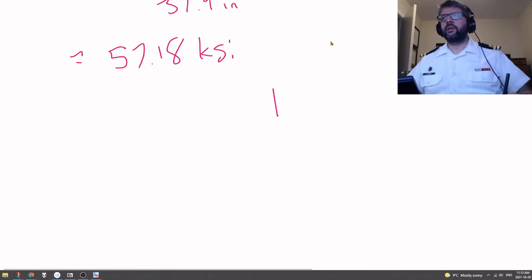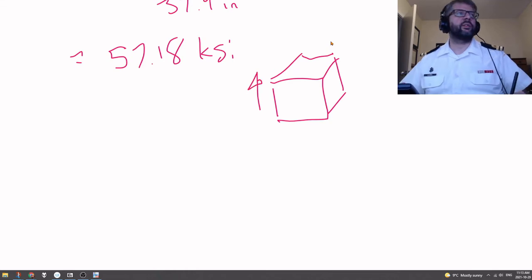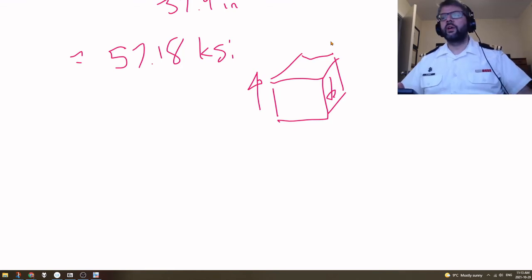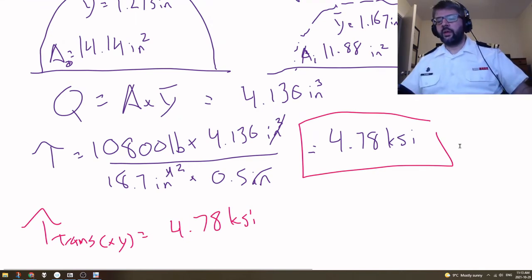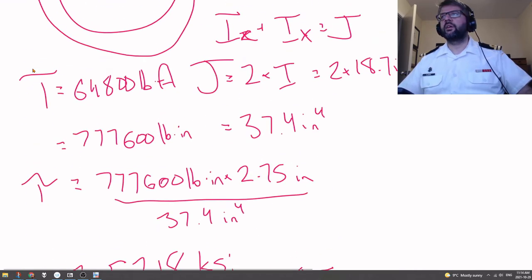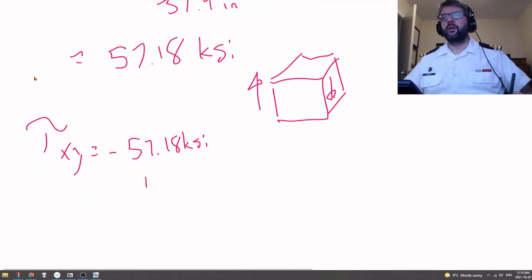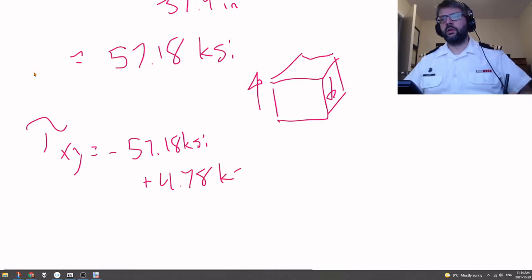So again, like I said, we look at a cubic element based on a coordinate system, that's being applied in the positive y direction on the negative x face. So on the positive x face, in order to counterbalance that, that's going downwards. So that cancels out from what we've got going on here. Essentially our stress in the xy is going to be equal to negative 57.18 KSI plus the 4.78 KSI.